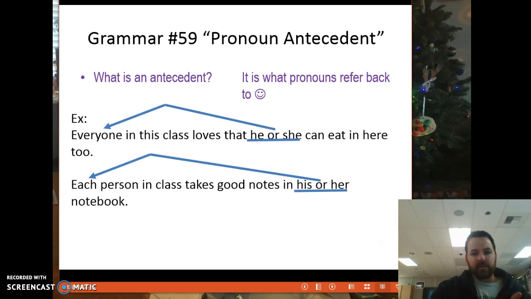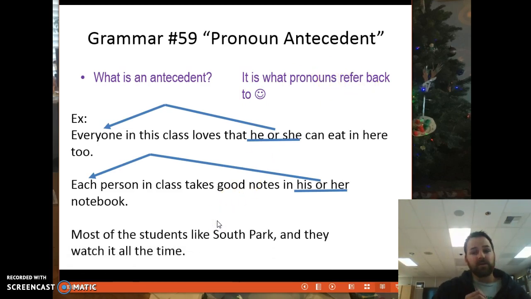You guys are good at drawing the arrows. So let me review these two examples. What is the antecedent of he or she? Everyone. What the pronouns refer back to. Let's take a look at an example that's plural. Please write this sentence down: most of the students like South Park and they watch it all the time. Please pause the video if they haven't written it down already.